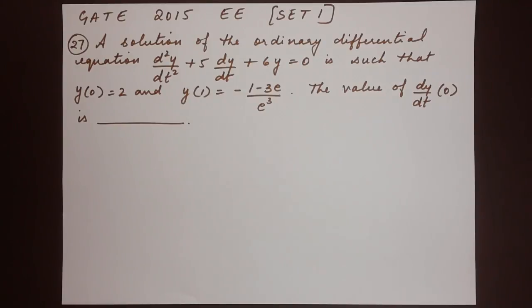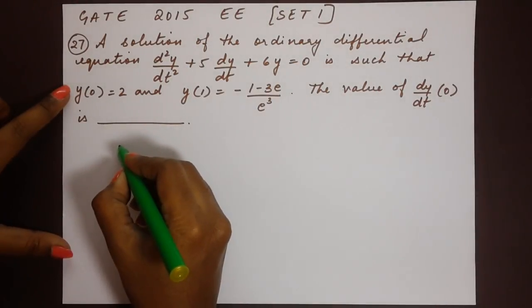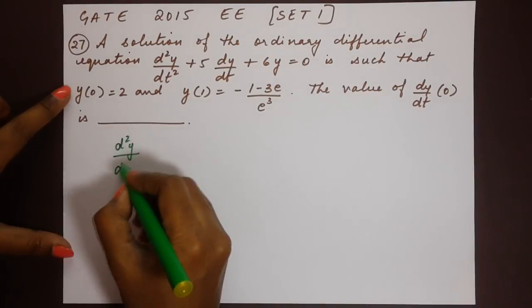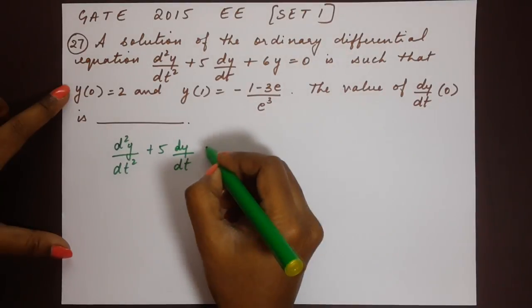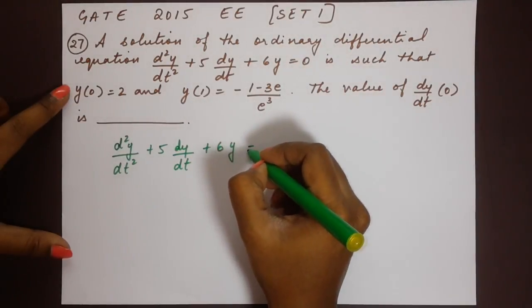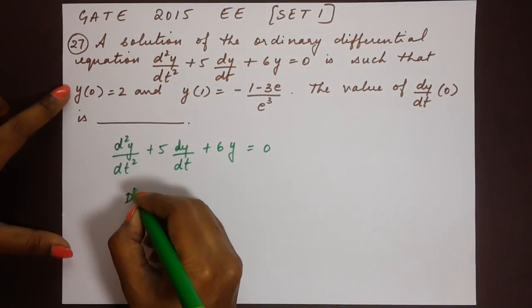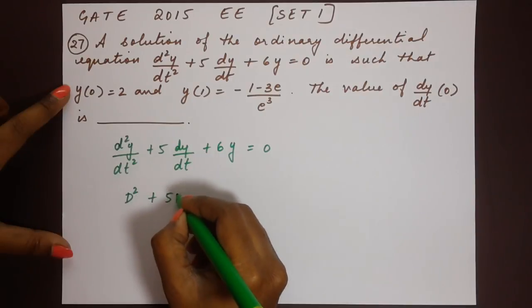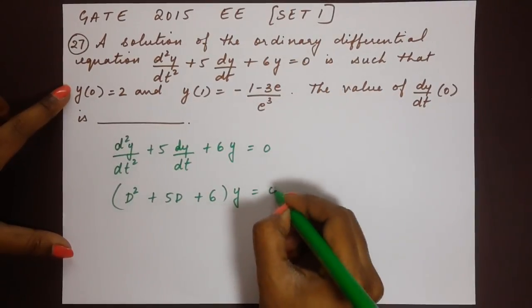So this is not a multiple choice question. Let's work it out step by step. So we start by writing the given differential equation in the auxiliary equation form. So let's begin. We have d square y by dt square plus 5 dy by dt plus 6y is equal to 0. Now we write this in the form of an auxiliary equation: d square plus 5d plus 6 of y is equal to 0.